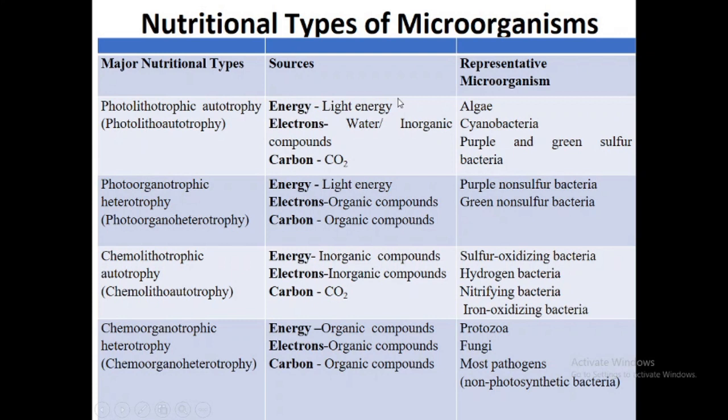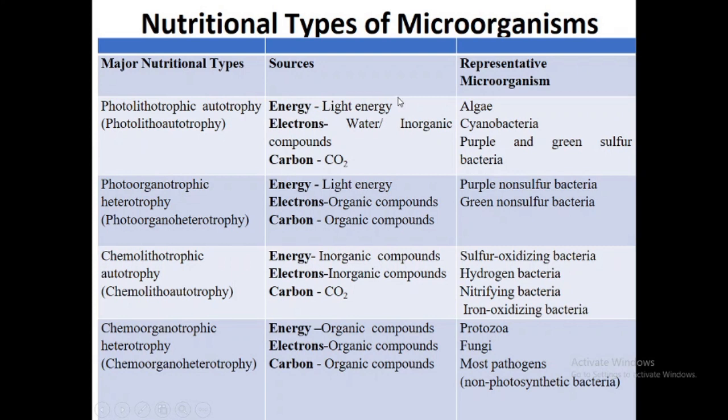As the names suggest, photolithotrophic autotrophs have light as a source of energy, water or inorganic compounds as source of electrons, and carbon dioxide as source of carbon. So, photo, light; litho, rock eaters, chemicals or inorganic compounds as source of electrons; and autotrophy, carbon dioxide as the carbon source. Examples: algae, cyanobacteria, purple and green sulfur bacteria. Algae and cyanobacteria can employ water as electron source, whereas purple and green sulfur bacteria need inorganic compounds as the electron source.